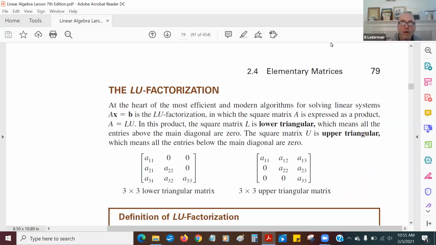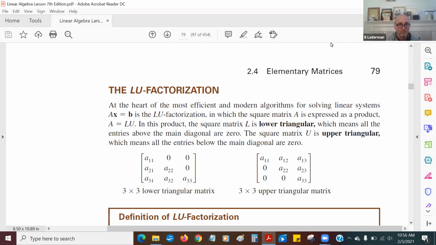Hello, everybody. This is the last video for section 2.4, and it is about a very important topic called LU factorization. I just need to ask you to bear with me because I'm going to explain where it comes from, and it may seem tedious and not worth it, but it is very, very worth it. What LU factorization will do for us is make it much quicker and easier to solve systems of linear equations.